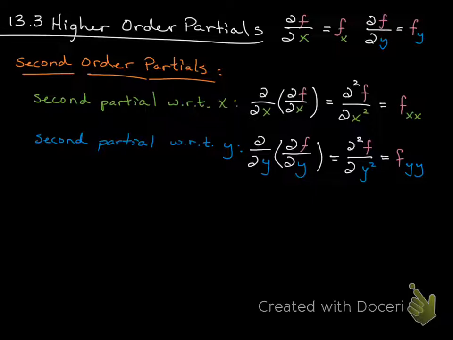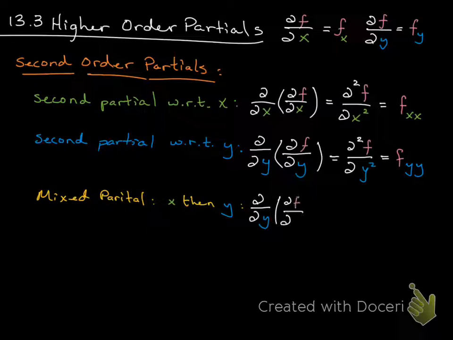We also have what I alluded to before, mixed partials, okay? So that's when we change the order of things. If I take a partial with respect to x, and then a partial with respect to y, that's a mixed partial. A mixed partial, we say, with respect to x, then y, is we take the partial with respect to y of the partial with respect to x, having been done first. Okay, so the order of things matters here.